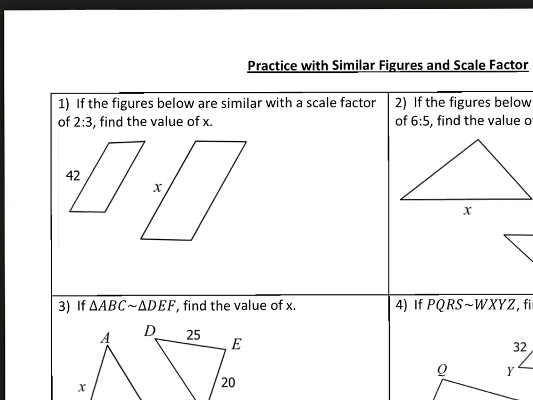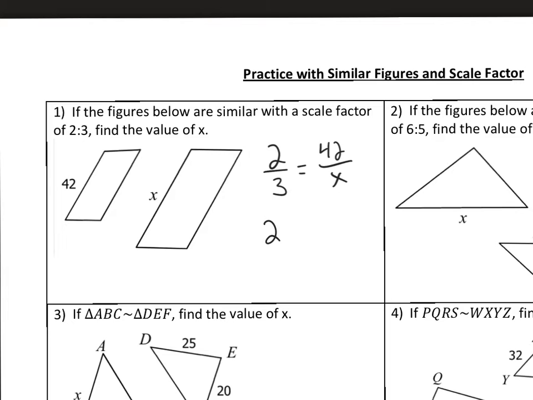If the figures below are similar with a scale factor of 2 to 3, find the value of x. From the smaller to the larger, the scale factor is 2 to 3, and we can set that equal. The 42 is a part of the 2 side, and the 3 is part of the larger side. Now we can find the cross product. 2x equals 3 times 42, and 3 times 42 is 126. So 2x equals 126, so x equals 63.